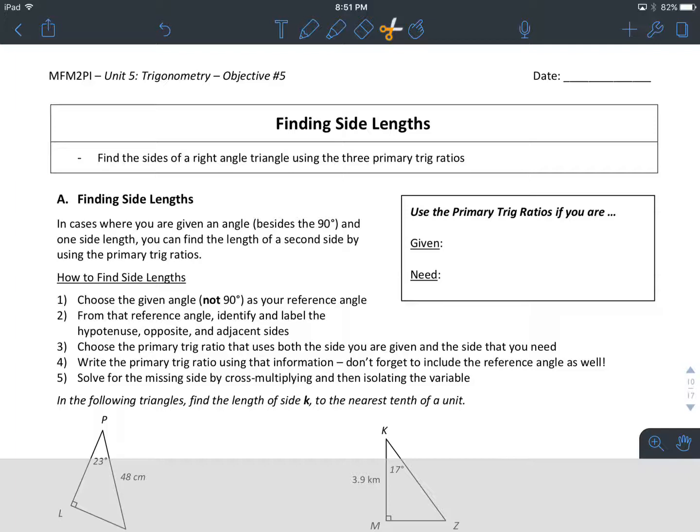The objective of today's lesson is to find the side lengths of right-angled triangles using the 3 primary trig ratios. Which trig ratio to use? That's a big part of what we're going to be learning today.